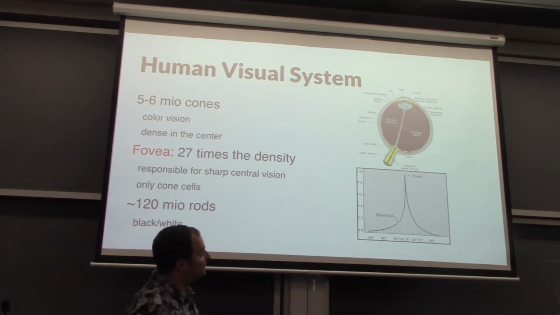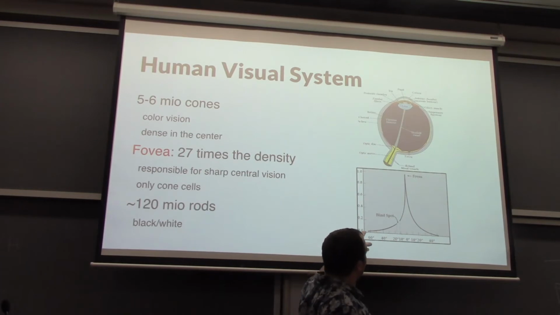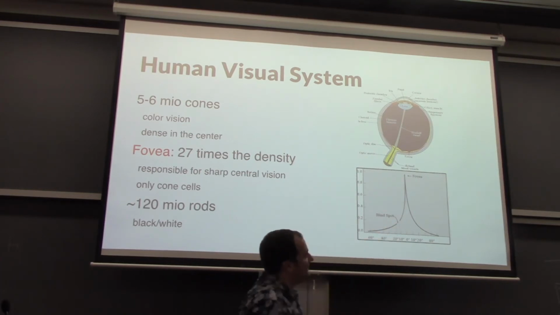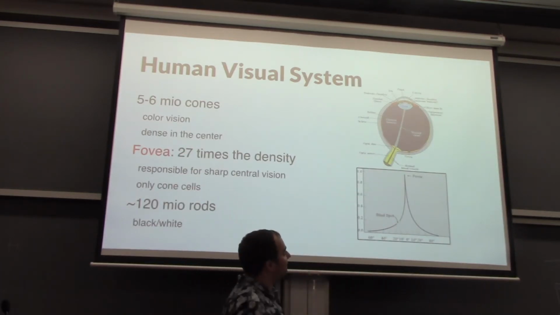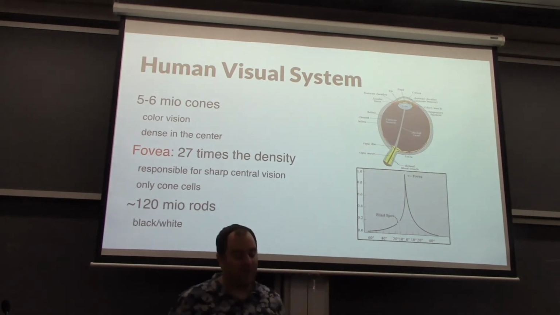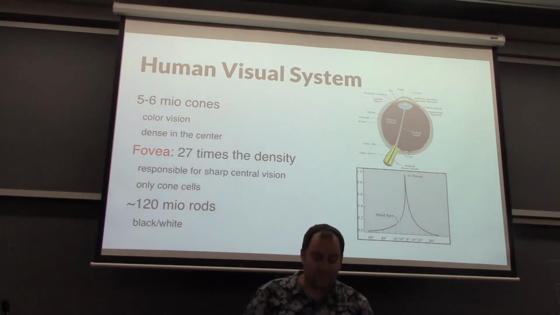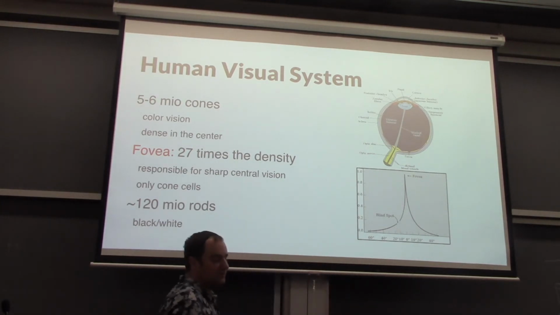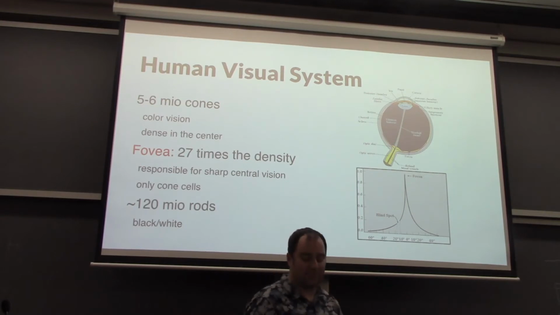Here is a figure that shows the relative frequency of these receptors, and you can see right here in the middle, at the point where the fovea is, we have the highest density of photoreceptors. And then we have about 120 million rods, which are responsible for black and white vision.